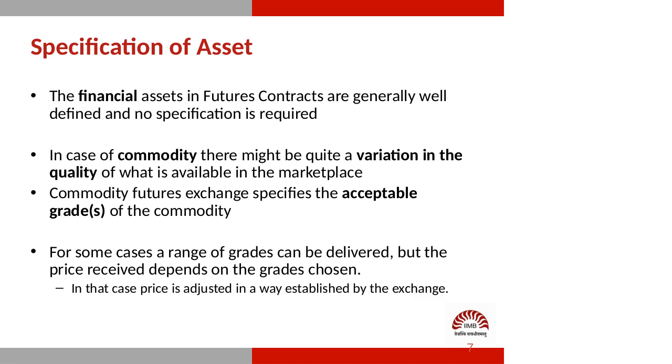So what is the specification of the assets? Now, financial assets are fairly simple in futures contracts because they're very well defined and no additional specification needs to be done. Bonds, currencies, and so on are very easily understood. However, in the context of commodities, as I said, there may be variation in quality available in the market, and therefore you have to define what the acceptable grades are. As I said, rice might come in various different grades. What are the grades that are acceptable in this contract? That has to be defined.